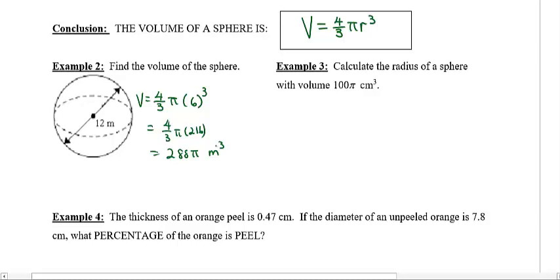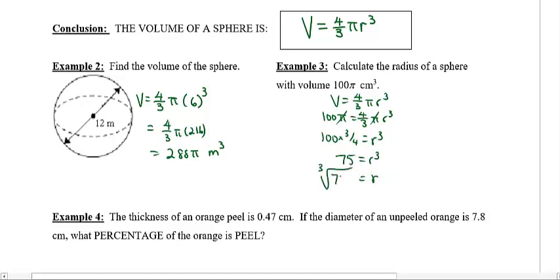And if I want to actually find the radius of the sphere, go backwards now. I'll use the volume formula again: 100 pi equals 4/3 pi r cubed. I'll divide both sides by pi. I will divide by 4/3, which is multiplying by 3/4. That's 75, equal to r cubed. So r equals the cube root of 75. And if you want an exact answer, that's approximately 4.22 centimeters.